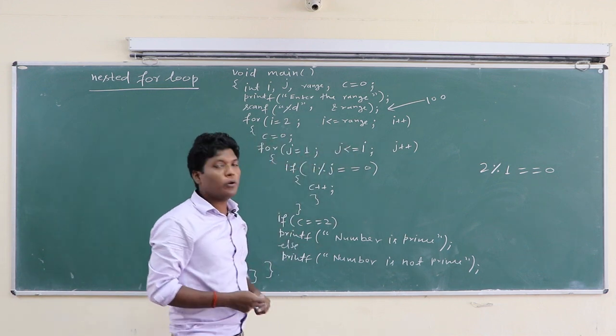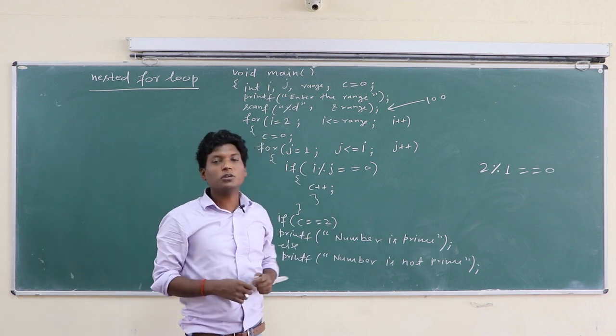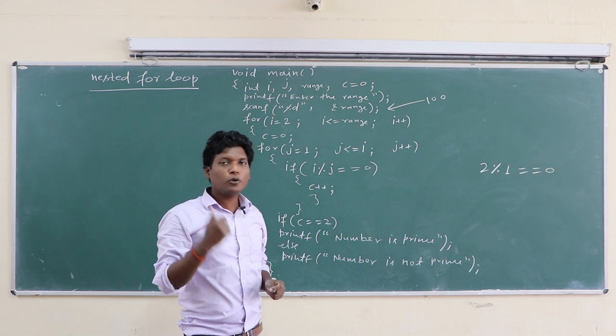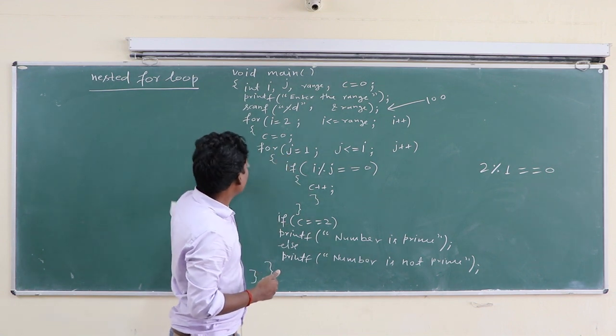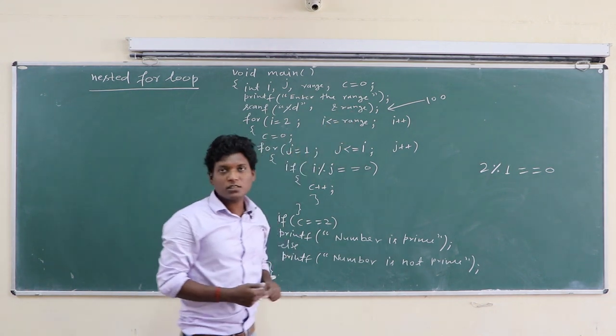So now we are going to check whether 3 is prime or not. Again we are going to check 4 is prime or not, 5 is prime or not, and so on up to 100. In this way we check all prime numbers within the given range.